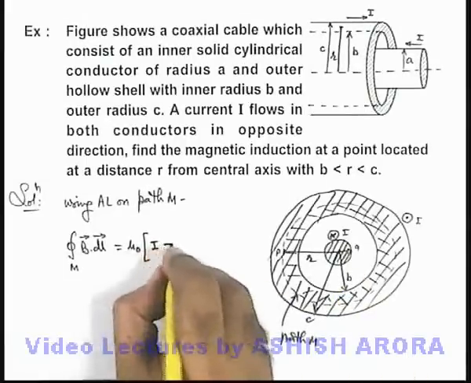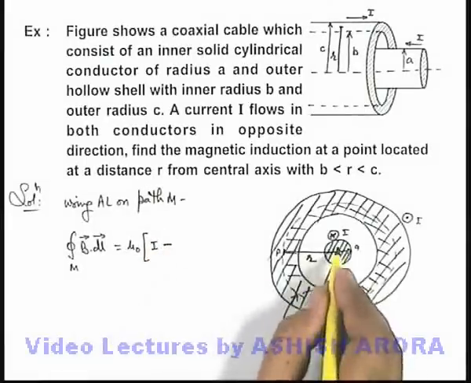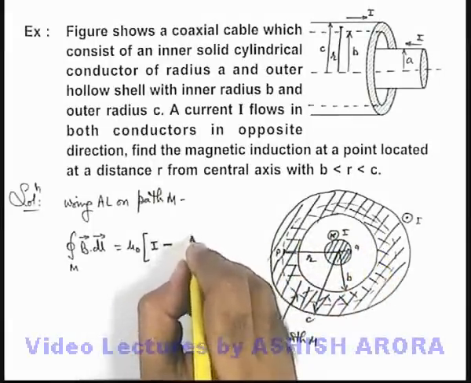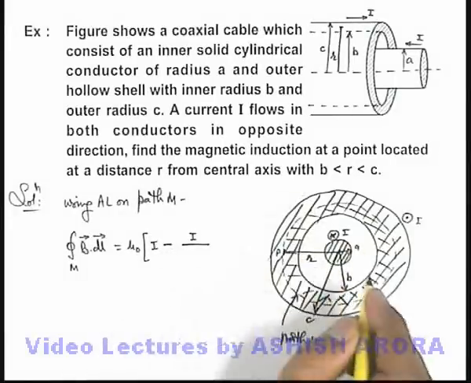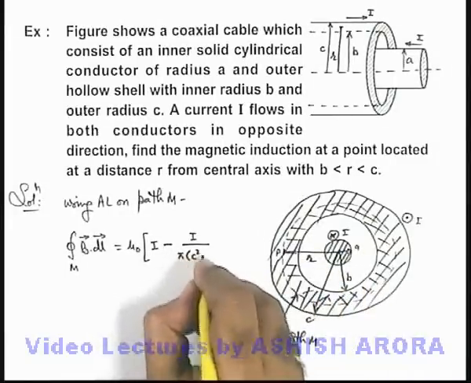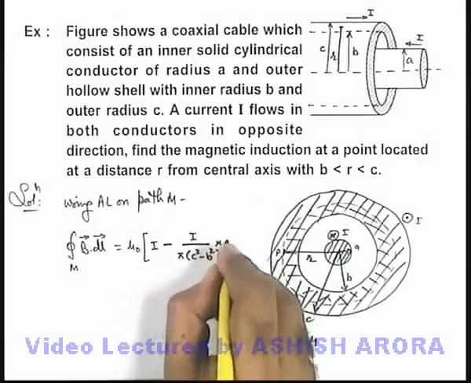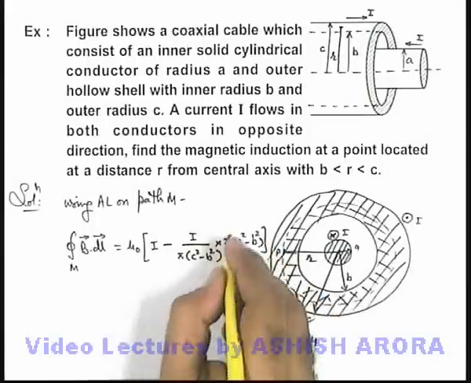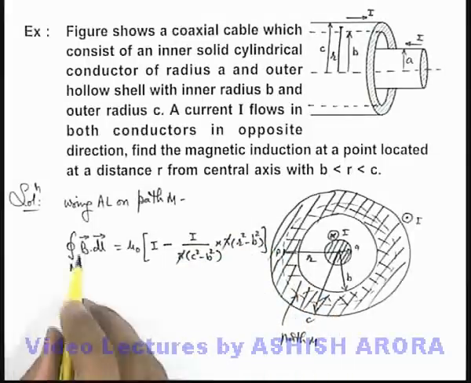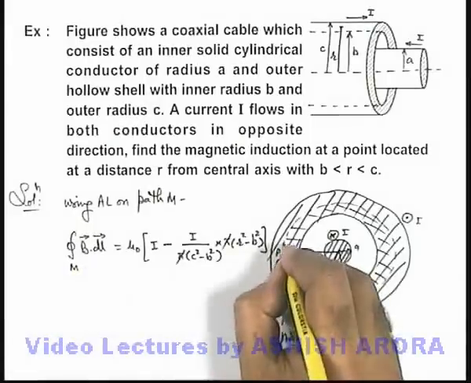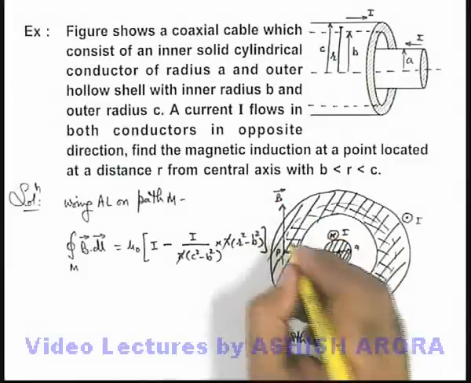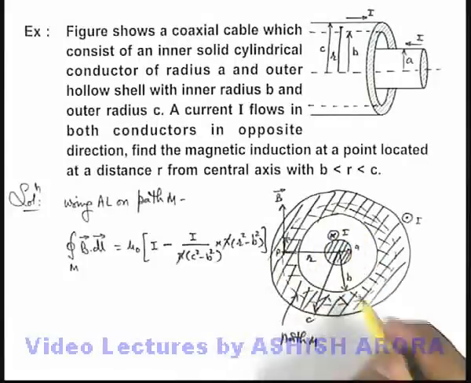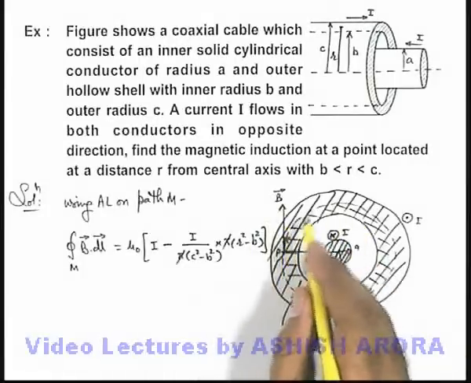So it can be written as I minus this I, the total current flowing in downward direction or inward direction, minus the current which is coming in outward direction, which can be given as I by the total area to find the current density, that is pi C square minus B square, multiplied by pi r square minus B square. Now in this situation, pi also gets cancelled out, and this B dot dl becomes B dl, because magnetic induction here will be in tangential direction and dl is also along the length of this circular path. So the angle between B and dl at every point is zero.